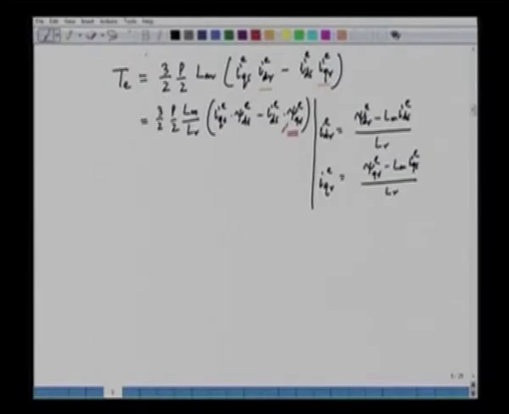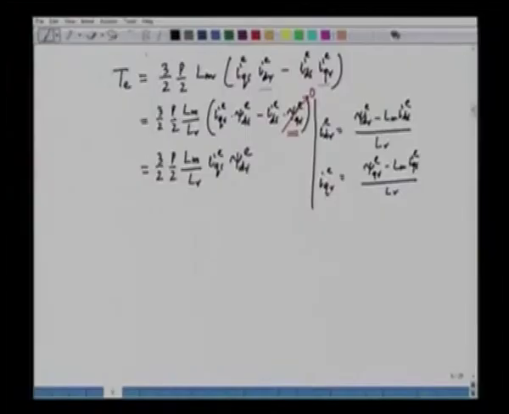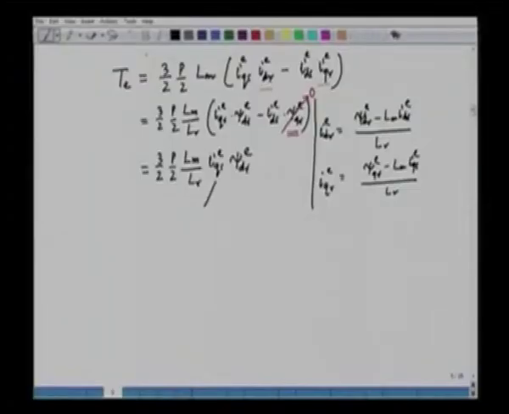Now if psi QR is equal to 0, we can make this equal to 0, and we can rewrite the expression for the torque as 3 by 2 into P by 2 into Lm by Lr into IQS into psi dr. And this is a simple equation compared to a very complex equation of an induction motor, and the torque can be produced by the product of two variables, one is the flux and the other is a component of stator current. So this is called the torque component of current.